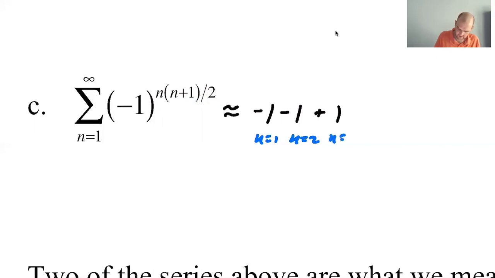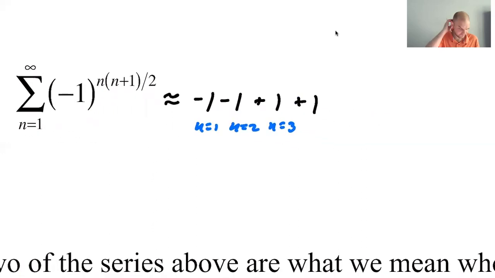When n is 4, we get 4 divided by 2 is 2 times 5 is 10. That's even, so it's plus. When n is 5, we get 6 divided by 2 is 3 times 5 is 15, which is odd, so it's minus. This is kind of interesting: minus, minus, plus, plus, minus. When n is 6, we get 6 over 2 is 3 times 7 is 21, which is odd, minus. Oh, okay. So this goes minus, minus, plus, plus, minus, minus, and it'll keep doing that, I think.